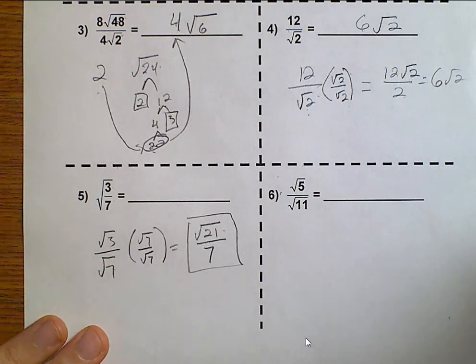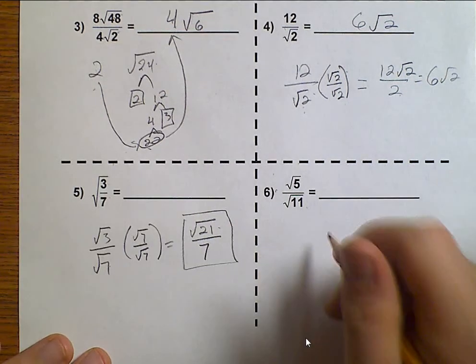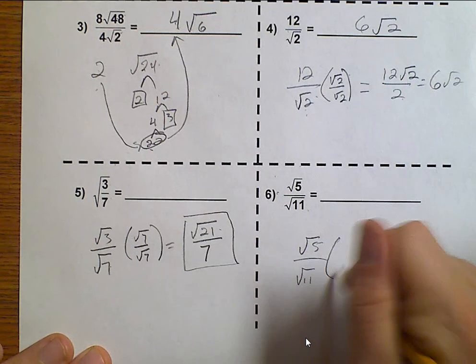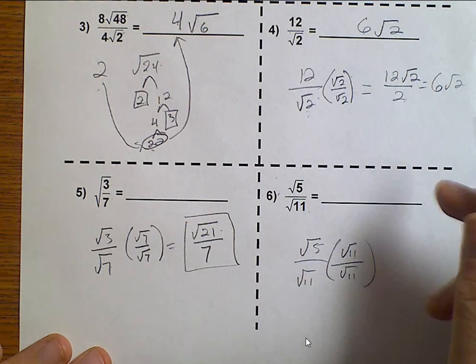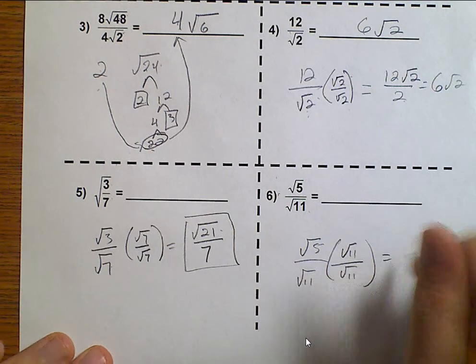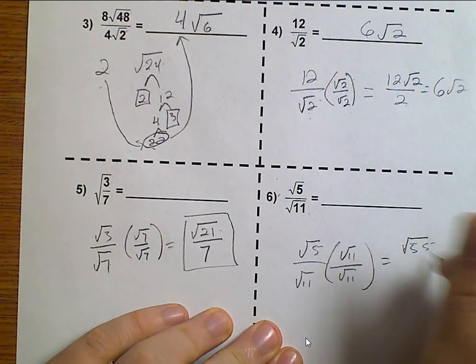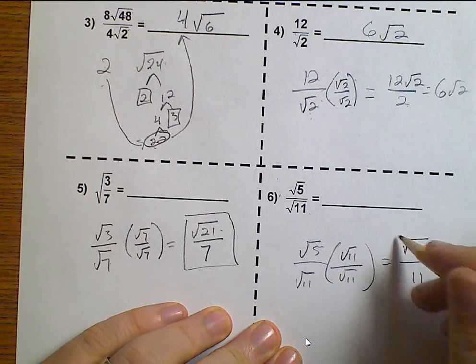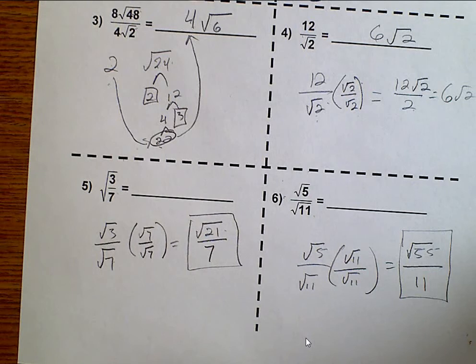And we'll do the exact same thing for number 6. 5 and 11 won't simplify, so the square root of 5 over the square root of 11 times square root of 11 over square root of 11, fancy version of 1. We get the square root of 55 over 11. And that's as much as we can solve our answer.